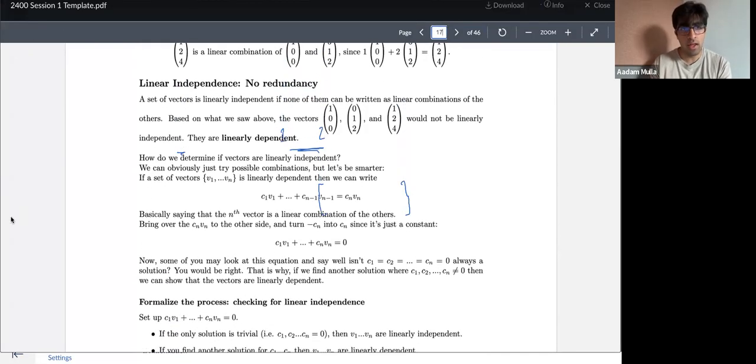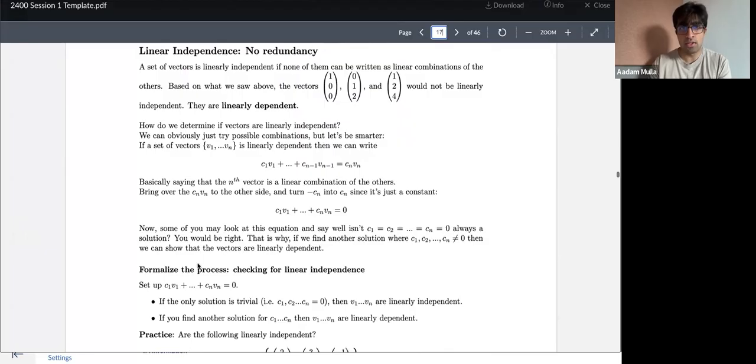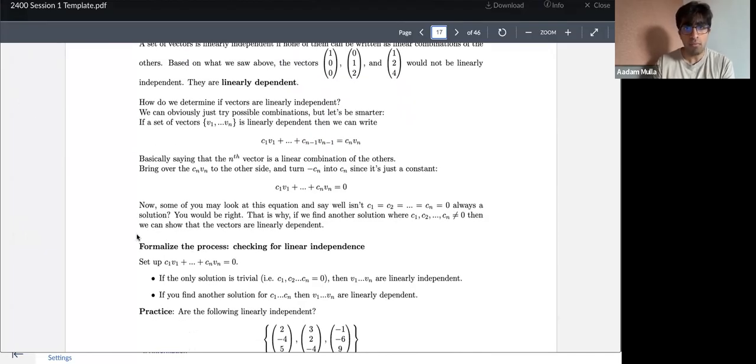It's hopefully clear. But the idea is we just set up this equation right here. If we're looking to test for n vectors, so v1 through vn, we set up the equation c1 v1 plus c2 v2 plus all the way cn vn equals 0, and we solve the system of equations for c1, c2 all the way through cn. We're always going to get a solution, because why? Because 0 for all the c's is always going to be a solution, right? 0 times this plus 0 times that is always going to be 0. If that's the only solution, then they're linearly independent.